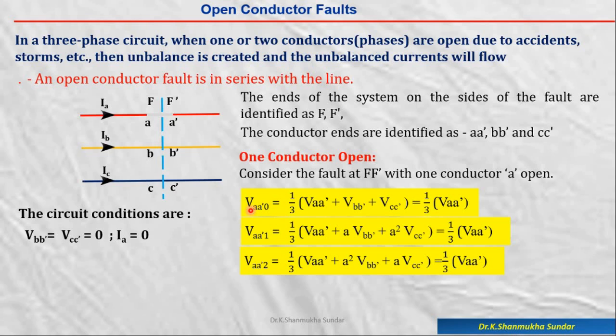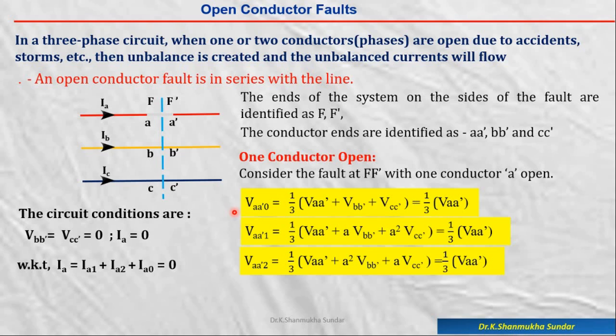Is it clear? Now from the sequence components of current for phase A, IA is equal to IA1 plus IA2 plus IA0. But what is IA from the circuit condition? It is 0. Now you can see IA1 plus IA2 plus IA0 is equal to 0 and all the symmetrical components of voltages are equal. Based on these two equations, you can connect the three sequence networks, as we have seen in case of shunt type faults.